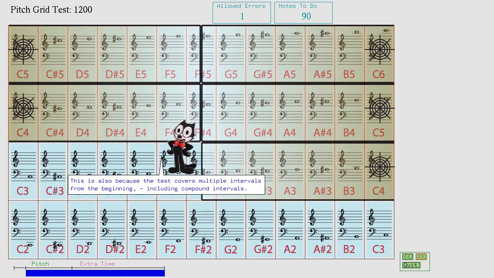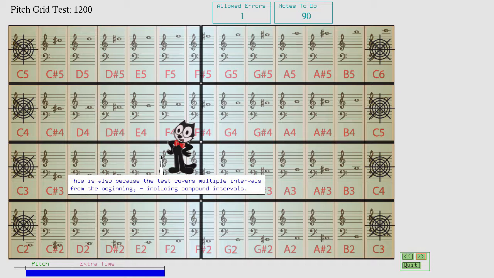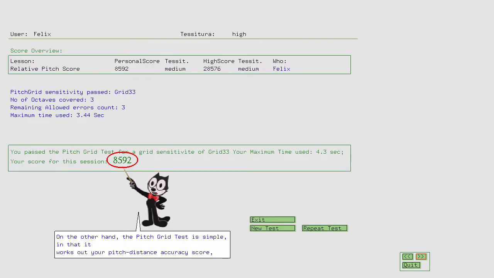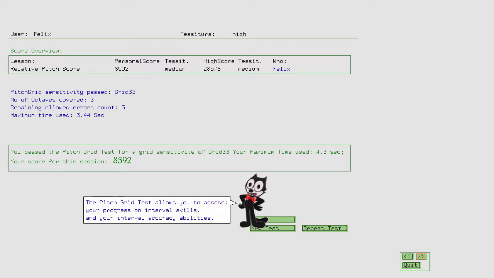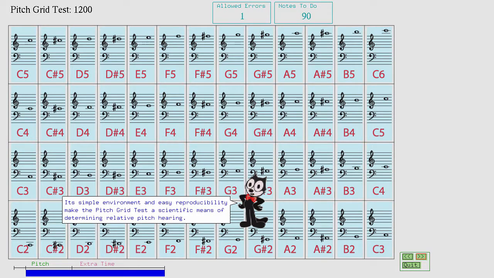This is also because the test covers multiple intervals from the beginning, including compound intervals. On the other hand, the pitch grid test is simple, in that it works out your pitch distance accuracy score, and lets you easily see where your relative discrimination abilities are. With your training techniques, you can improve your interval listening skills. The pitch grid test allows you to assess your progress on interval skills and your interval accuracy abilities. Its simple environment and easy reproducibility make the pitch grid test a scientific means of determining relative pitch hearing.